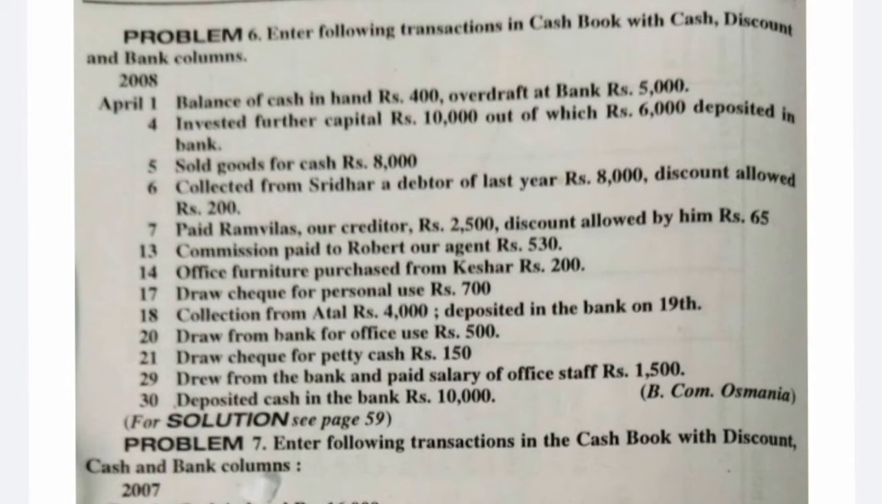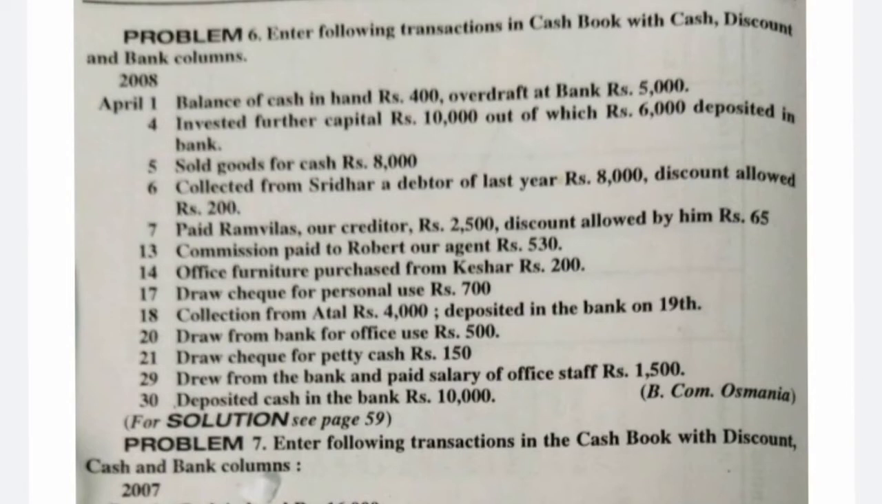Next one, April 20, draw from bank for office use. We are drawing the amount for office use, the entry would be cash account debit to bank account. So it is also a contra entry, cash is on the debit side, so in the debit side cash column record 500 rupees, and bank is on the credit side, so on the credit side of the cash book in the bank column record 500 rupees.